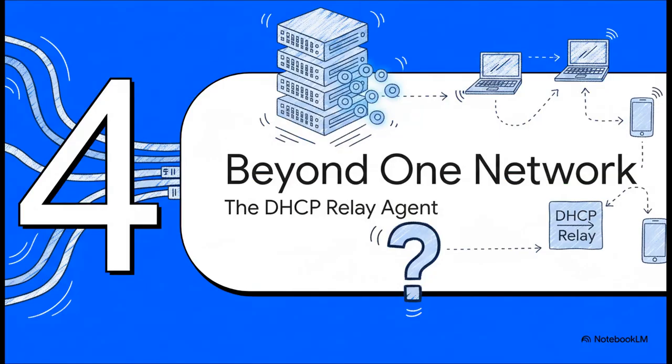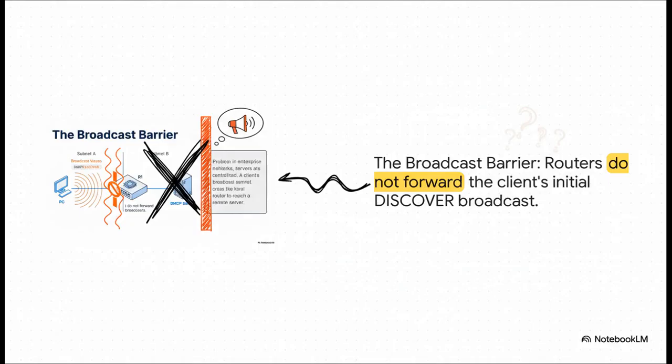Okay, so far, we've kind of assumed that the client and the server are on the same local network. But in most real-world networks, servers are centralized somewhere else, and clients are on all these different subnets. And that creates a big problem. So here's the issue, what we can call the broadcast barrier. That initial DHCP discover message from the client is a broadcast. It's shouting to everyone. But routers, by their very design, are meant to block broadcasts. They don't forward them from one network to another. So the client's cry for help never even reaches the DHCP server over on the other subnet.